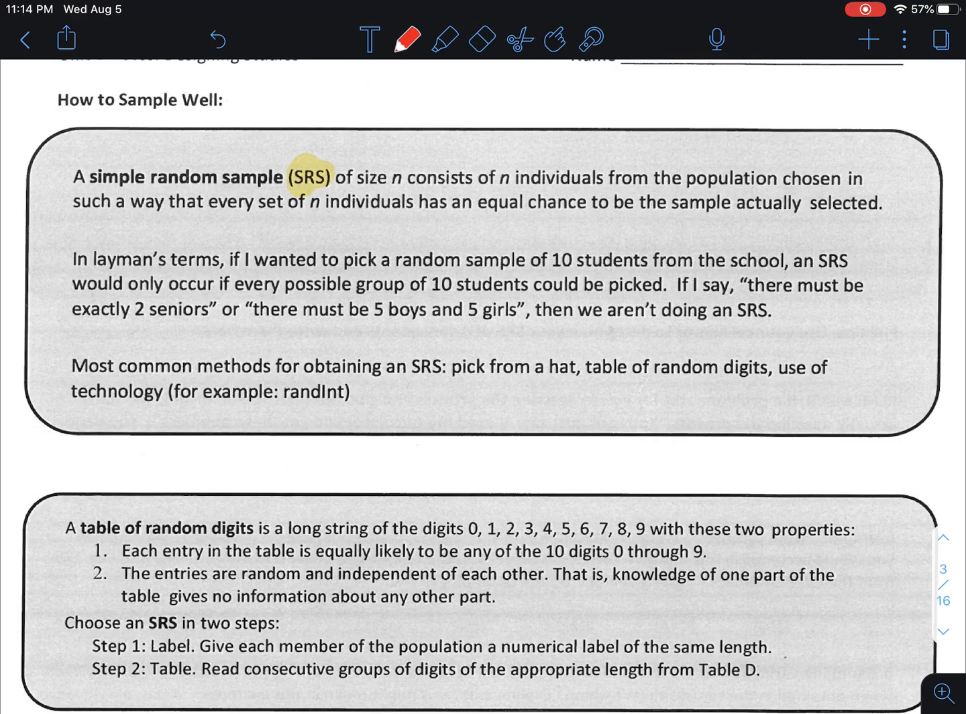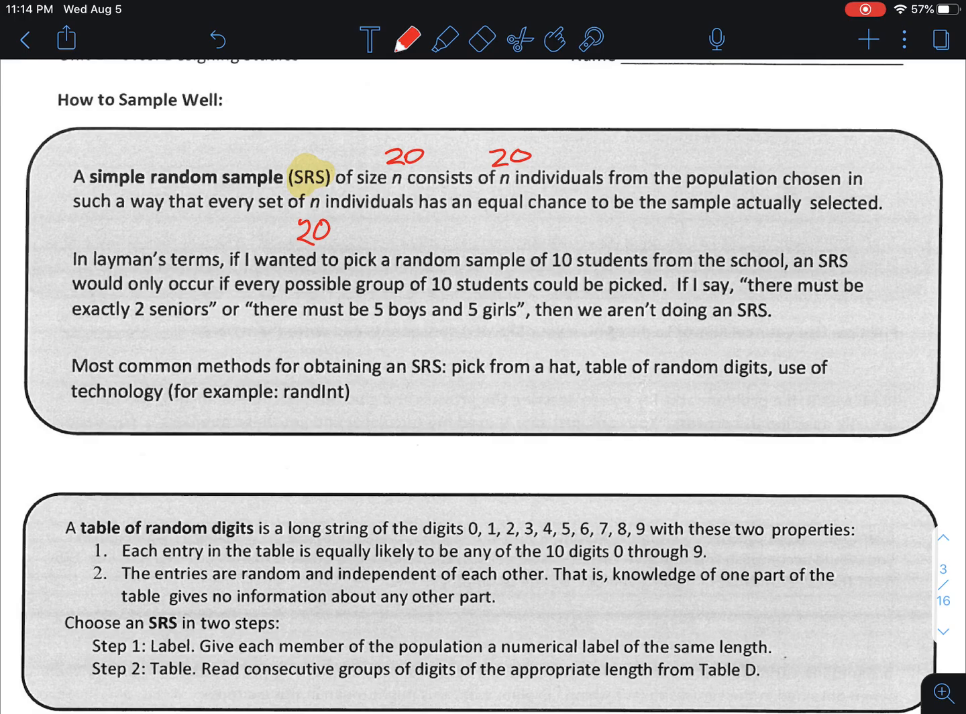An SRS, or simple random sample, is of size n. Now I'm going to just do a size of 20. And that means I'm taking a sample of size 20. So there's 20 people in my sample. So take a sample of size 20, consisting of 20 people, obviously, from the population, chosen in such a way that every set of 20 individuals has an equal chance to be the sample actually selected.